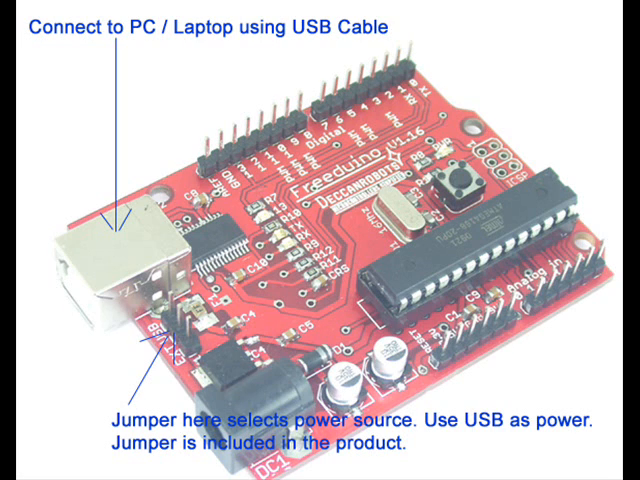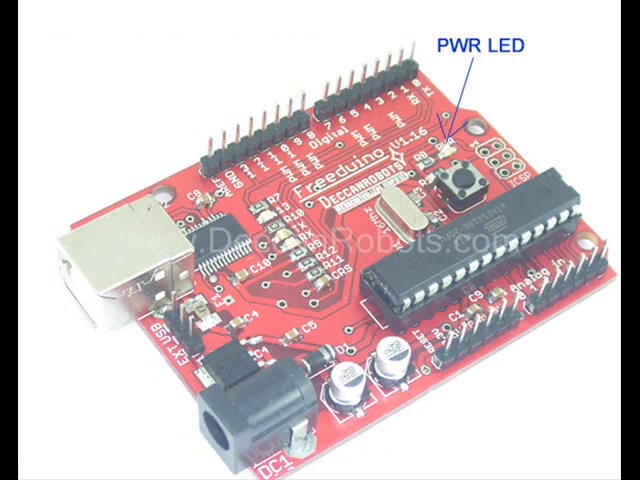The jumper to select power source is included in the Freeduino product. The LED marked as PWR will go on and thus indicates that Freeduino has received the power. Now it's time to copy program to the Freeduino board.